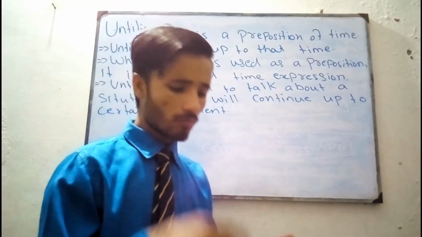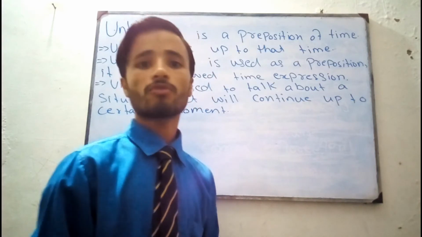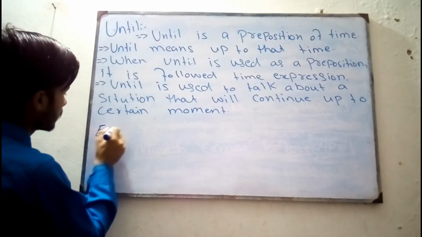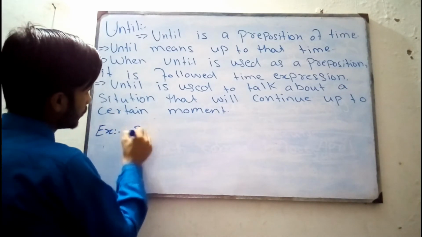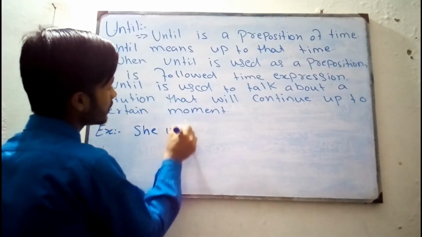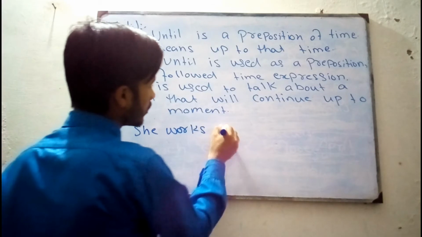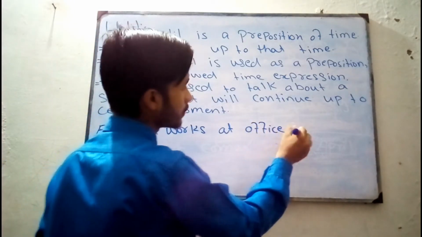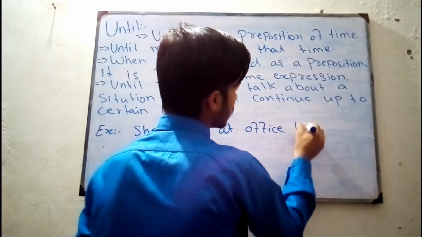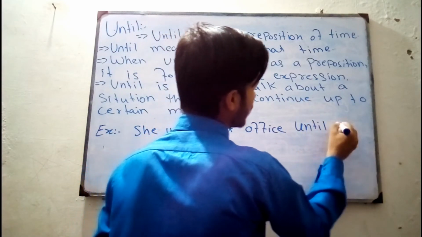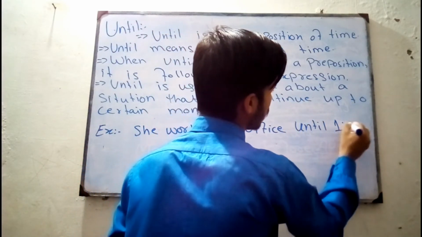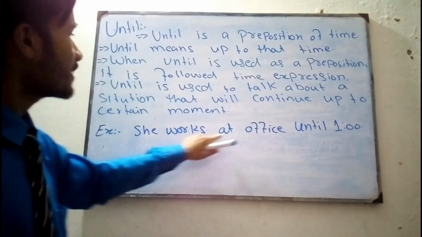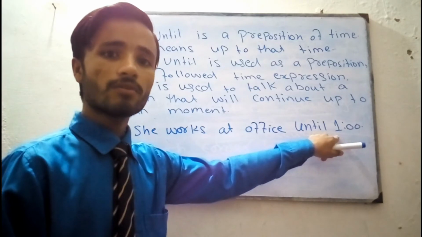So now see the example. After the example you will come to know what is until. Is this clear? See, she works at office until 1 o'clock. See the example: she works at office until 1 o'clock.